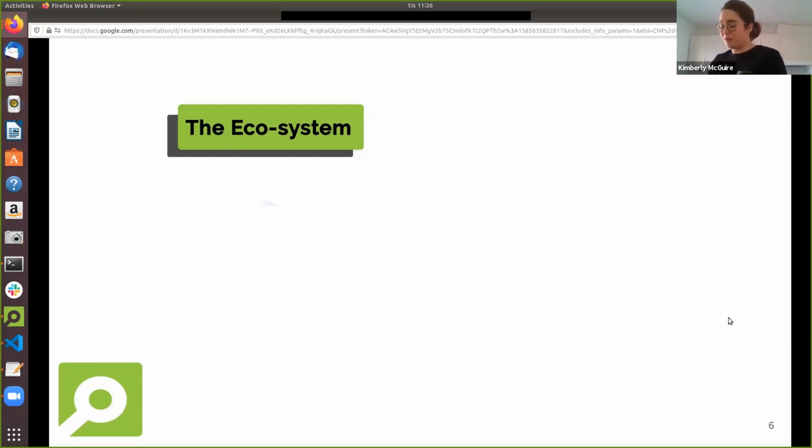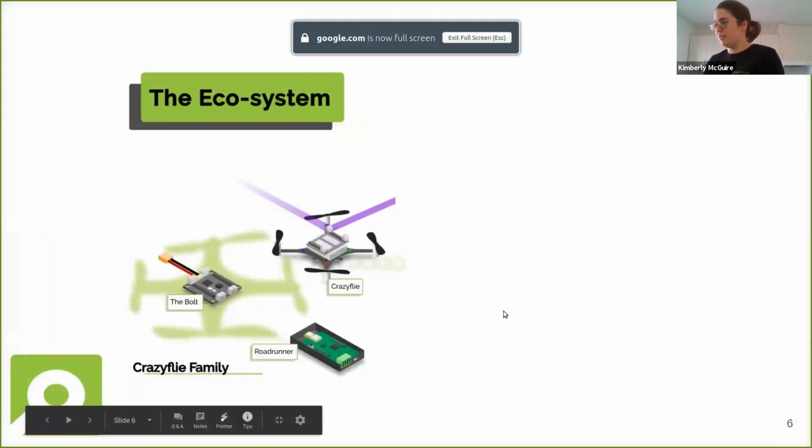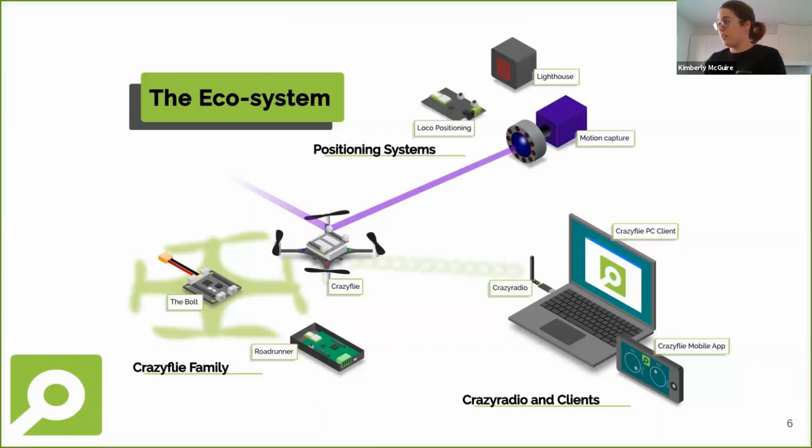Okay, so we're getting now to the ecosystem. So what revolves around the Crazyflie? Well, of course, the Crazyflie itself. But it's not only the Crazyflie, we also sell the Bolt, which enables people to have a bigger platform, and also the Roadrunner for positioning. But we're mostly going to talk about the Crazyflie right here. We also have open source software to communicate with the Crazyflie, which can be done both on the computer or the mobile clients. And we also focus on the positioning system itself.